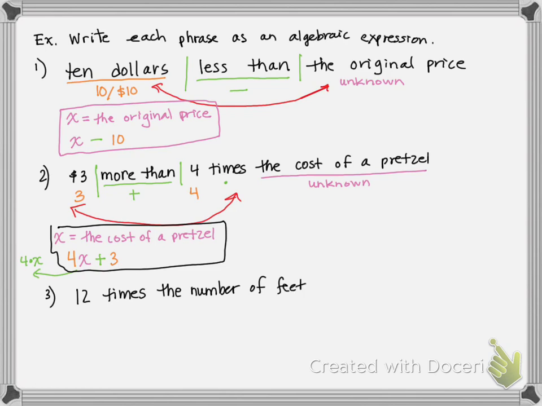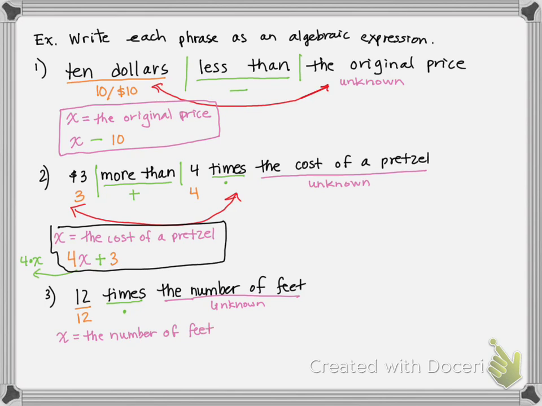So first thing I look for are actual numbers, so 12. And then I look for what means math, and I have times, so that's going to be there. And then the number of feet. Well, that's not a number, and that's not an operation, so that's going to be my unknown. All of that. So everything is being accounted for. So I'm going to take my variable, and I'm going to write out the words it's going to take the place of. The number of feet.